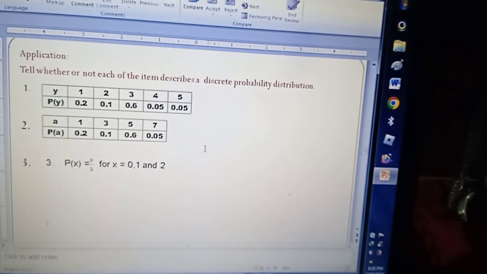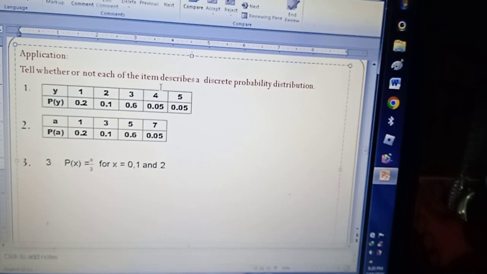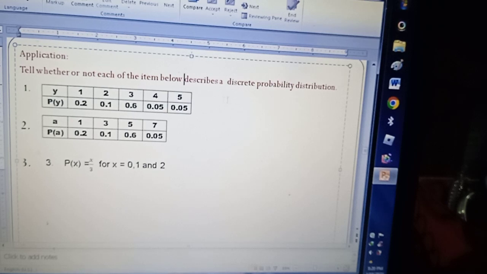Next, we will apply. We will tell whether or not each of the items described below is a discrete probability distribution, or tell whether or not each of the items below describes a discrete probability distribution.